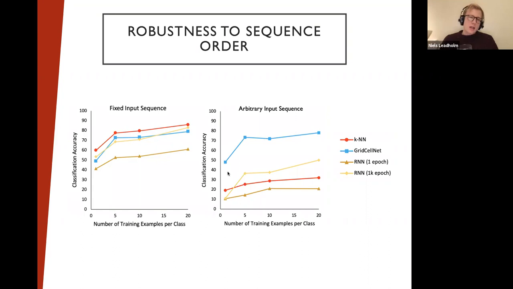Yeah. So I'm not suggesting that this is obviously RNNs, there are forms of RNNs that are designed to address this issue, but it just points to one of the potential limitations already. But the more interesting result then is if this sequence follows an arbitrary pattern. For the grid cell net, this essentially has no influence on its performance. But for the other classifiers, it clearly does.